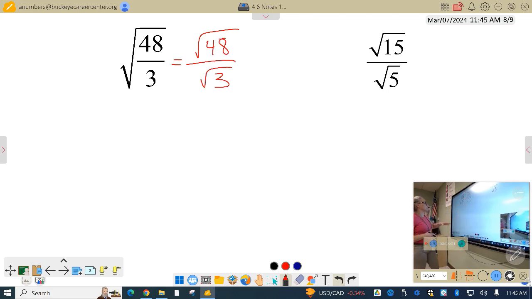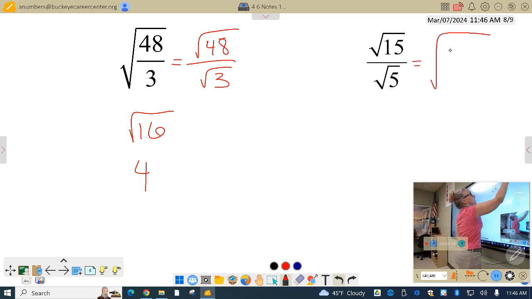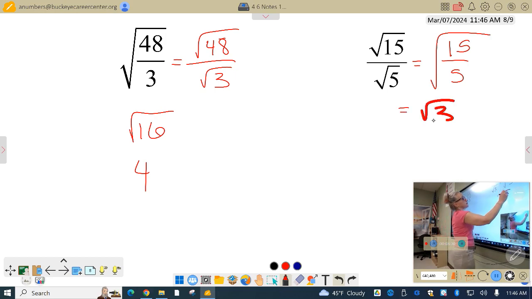I'm going to look back and say, okay, are those perfect squares? No. So I probably don't want to simplify this one since it's not a perfect square, but I do want to simplify this one because 48 divided by 3 is 16. So that gives me the square root of 16, which is a perfect square, at 4. Much easier to simplify than this one. Okay, now this one. Are 15 or 5 perfect squares? No. So I want to go ahead and combine those underneath 1. That way I can simplify that. 15 divided by 5 is 3, which is just the square root of 3.